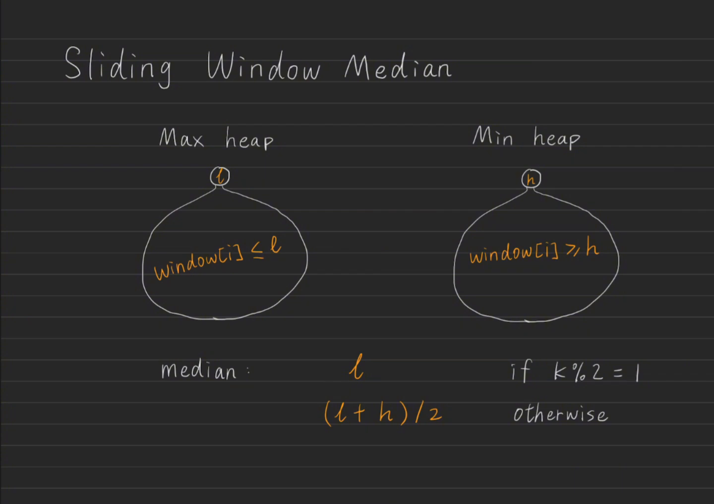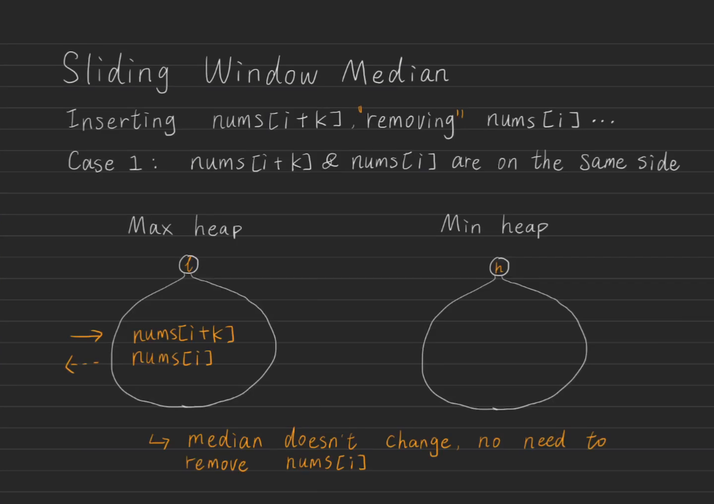Now let's focus on how to adjust these two heaps as we slide to the right. The goal here is to insert nums[i+k] into the heaps and potentially remove nums[i] from the heaps. There are two cases. In case 1, nums[i+k] and nums[i] are on the same side. This means that we would be adding an element and removing an element from the same side, and this doesn't change the median, as the left and right are still balanced, so there's no adjustment needed.